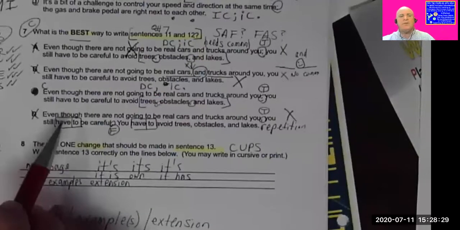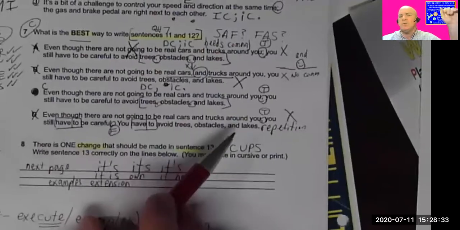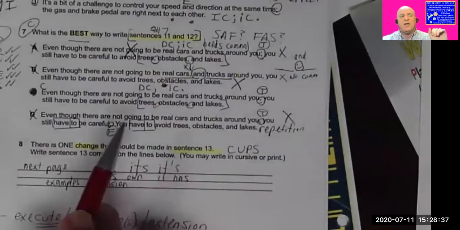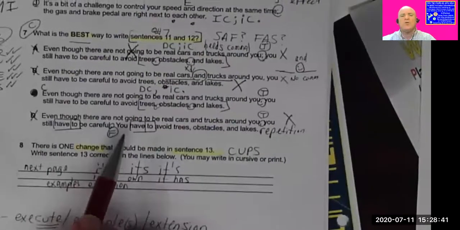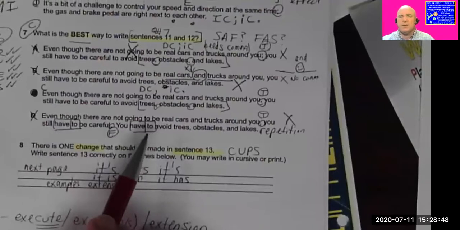Capital. Even though there are not going to be real cars and trucks around you, so far so good, you still have to be careful. Capital. You have to avoid trees, obstacles, and lakes.